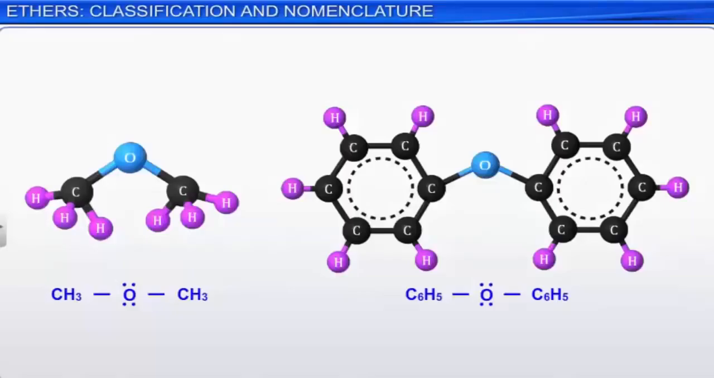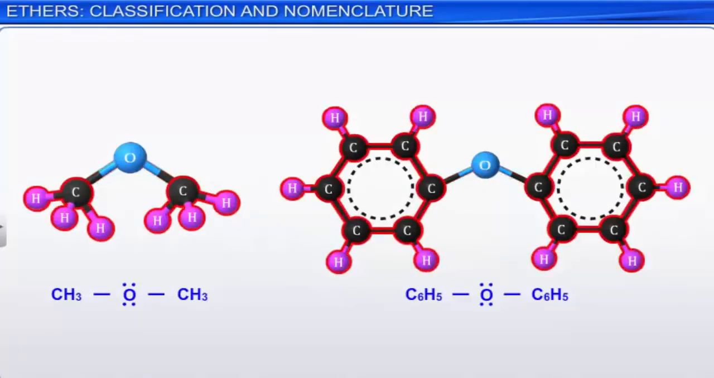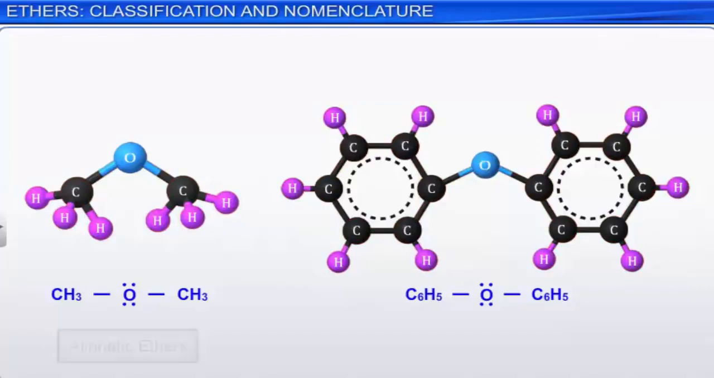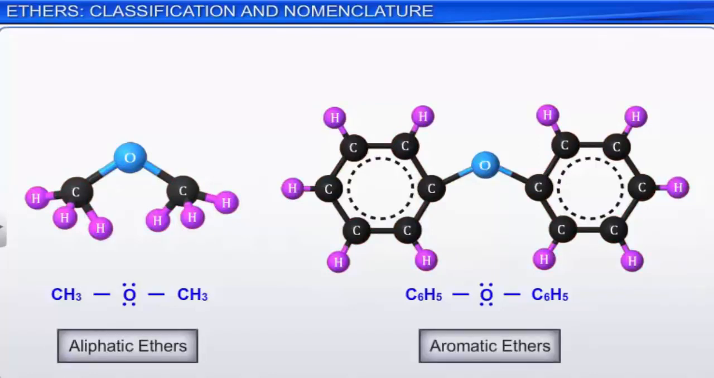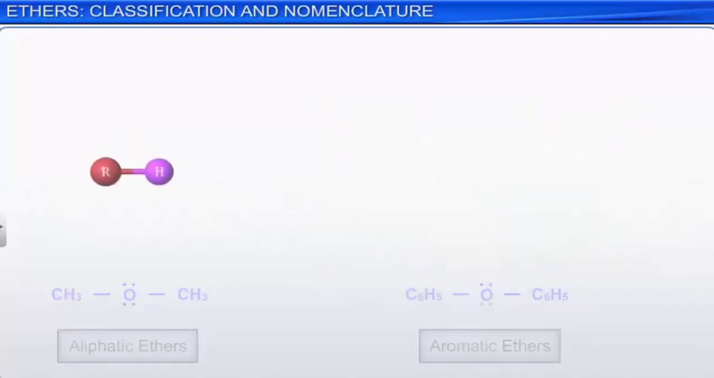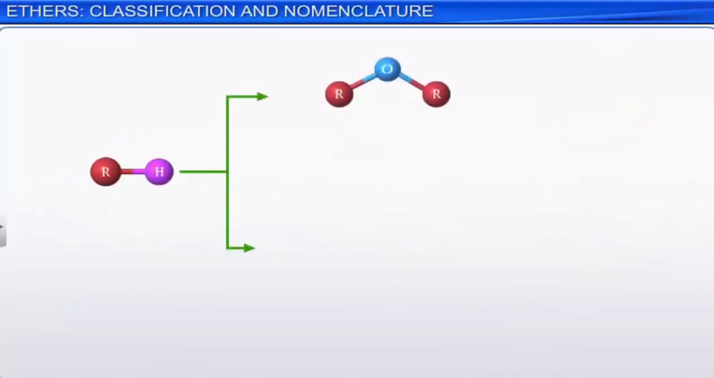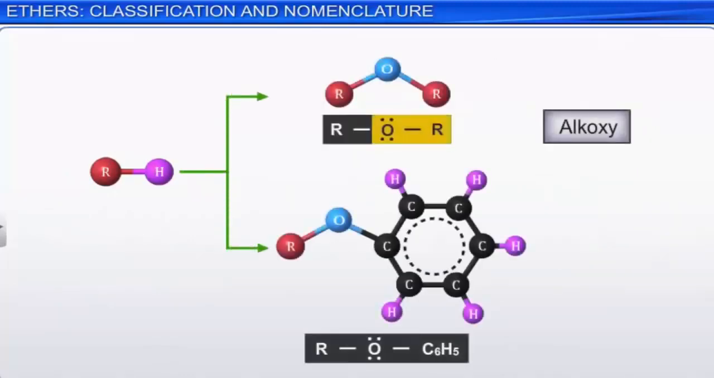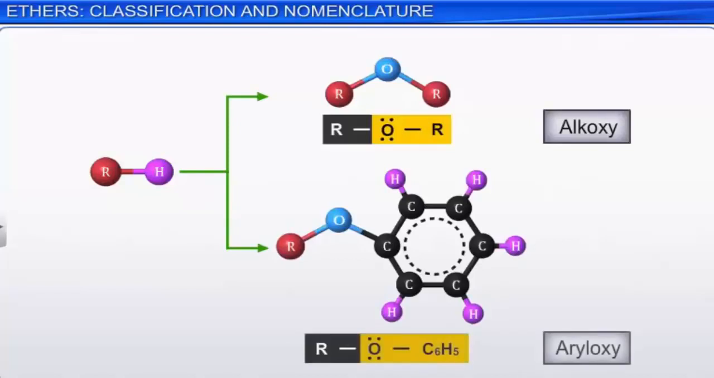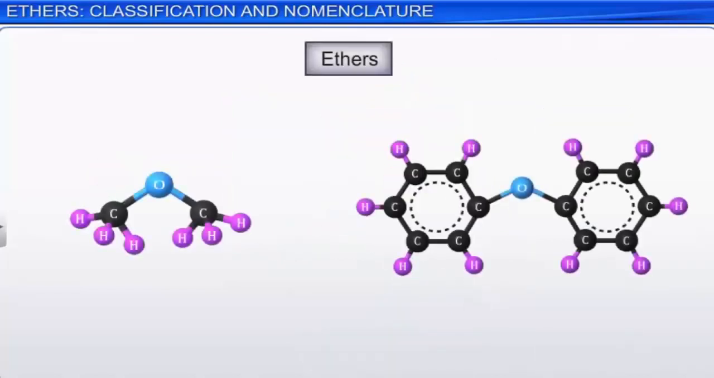Ethers are a class of organic molecules that contain a bridging oxygen between 2 carbon-containing groups. The carbon groups may be either aliphatic or aromatic. Ethers can also be thought of as a substituted alkane with an alkoxy or aryloxy group. Ethers can be classified in several ways.